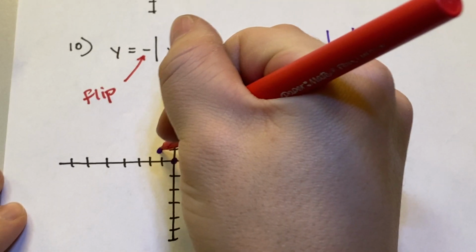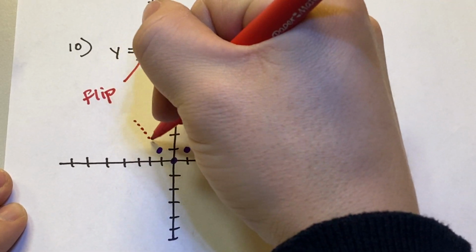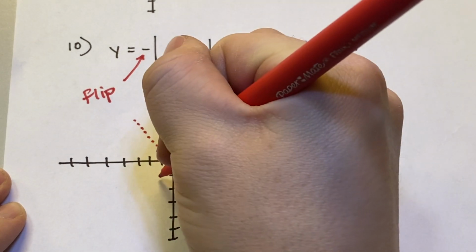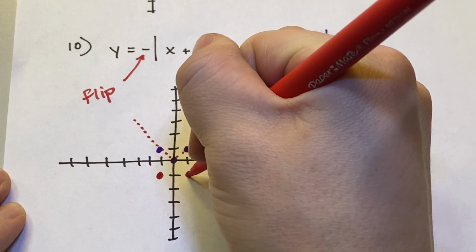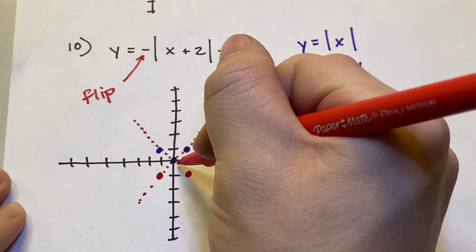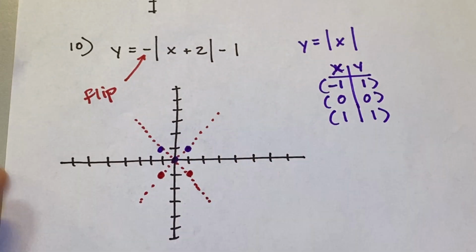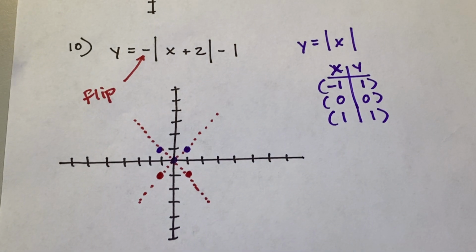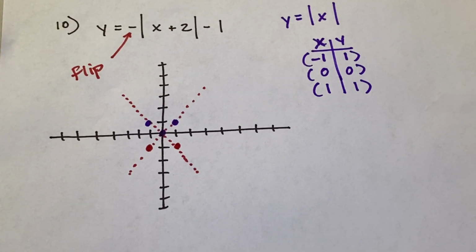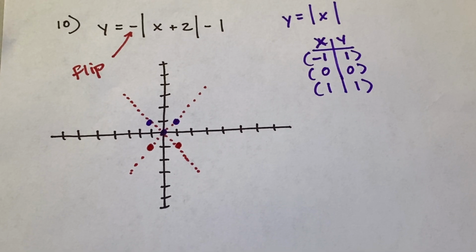Let's take these points and do a little outline, imagine that connected right there. But flipping it down now goes like this. It's been flipped upside down. But that's not the only transformation. We know the arrows are going to point down now because it's been flipped.